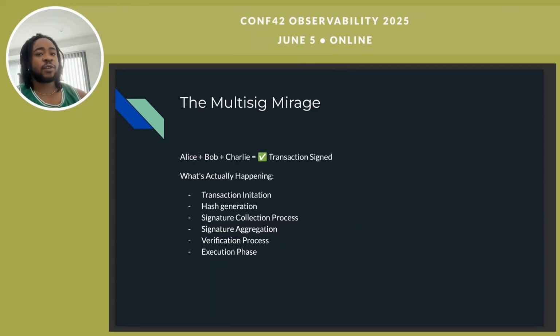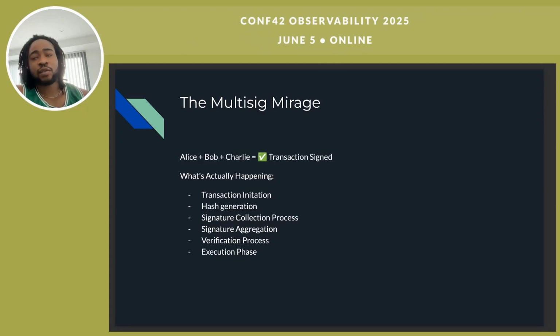The multisig mirage just details what basically happens within the model. It's a 3 out of 3 multisig between Alice, Bob, and Charlie to get the transaction signed. We see the transaction being initialized, the hash being generated, the signature collection process, the signature aggregation process, and the signature verification process before the transaction is executed. That's what is actually happening.